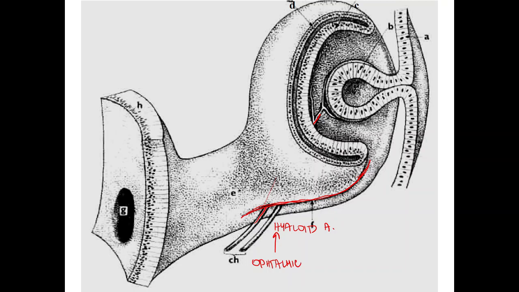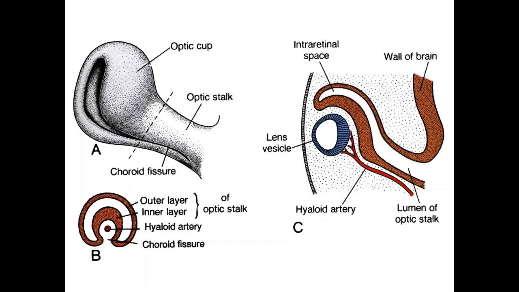Very important artery, because sometimes in adulthood you can find remnants of the hyaloid artery. Yes, in the eyes. Because a hyaloid artery will eventually disappear. When the eye is fully developed, you don't need to supply lens anymore, because lens is fully developed, and the hyaloid artery will disappear in that case. So you can see the choroid fissure in here, right? It's called the choroid fissure. This is how it looks like in a cross section. And the hyaloid artery is in the middle.